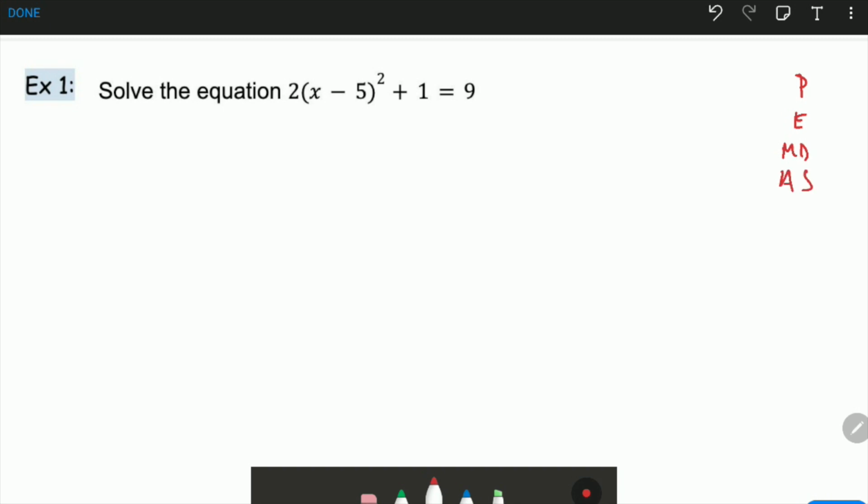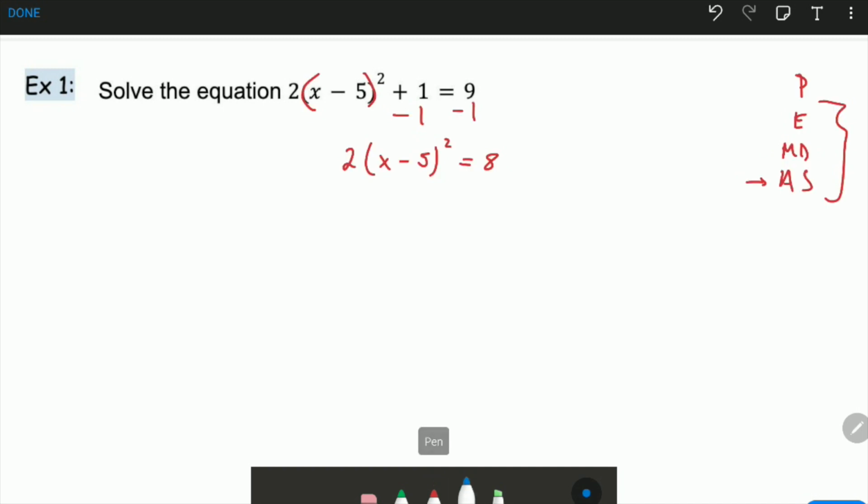So we will start by doing addition and subtraction. You'll notice that there is parentheses though, but we can't touch the stuff inside the parentheses until we get rid of all the other stuff outside. So we'll start by getting rid of addition and subtraction, and we will subtract 1 from both sides, giving us 2 times, in parentheses, x minus 5 squared equals 8.